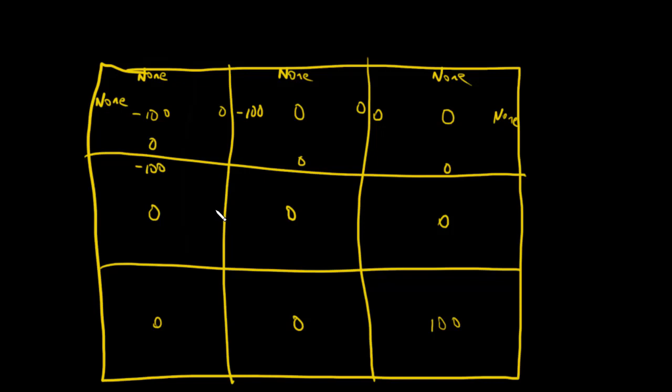If I head up from this one, 0, 0, none. And this one is 0, 0, 0, 0, 0, none, 0. I'm sorry, 100 for that one. If I head down from this node, it should be 100. And then 0, 0, none, none. And then 0, 0, 100, none, and then 0, 0, none, none.